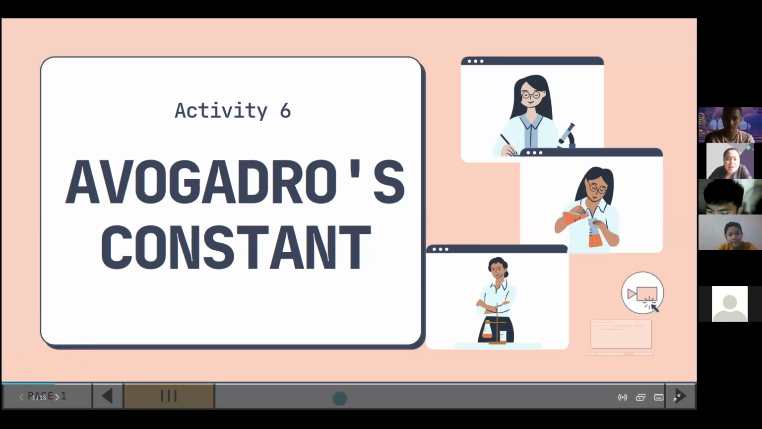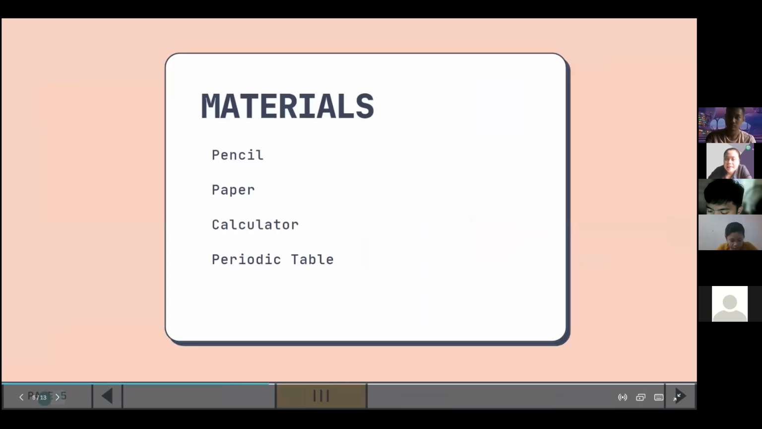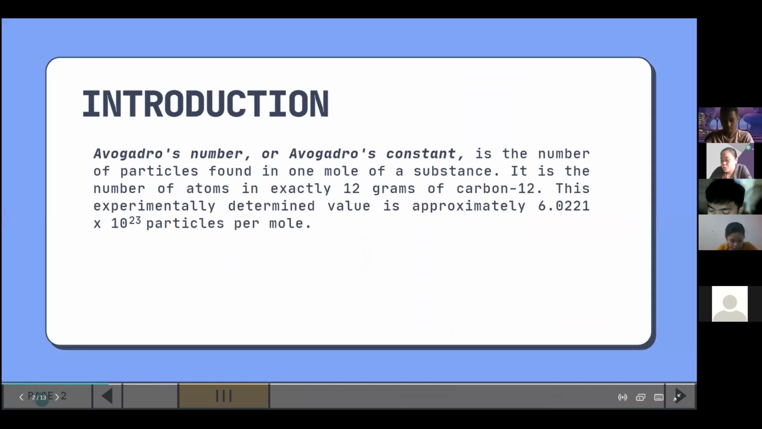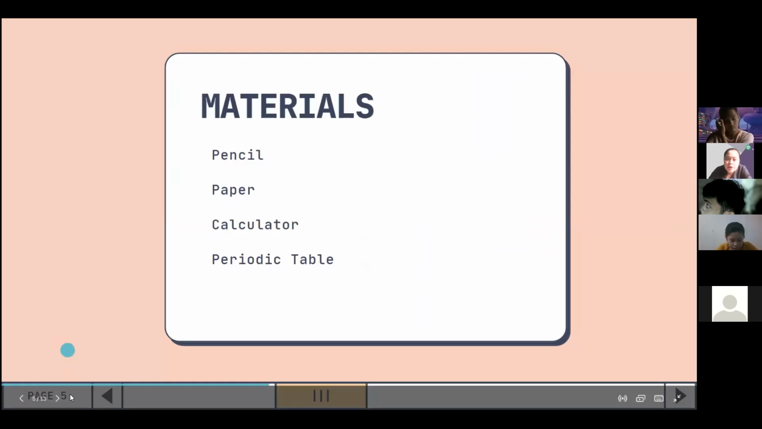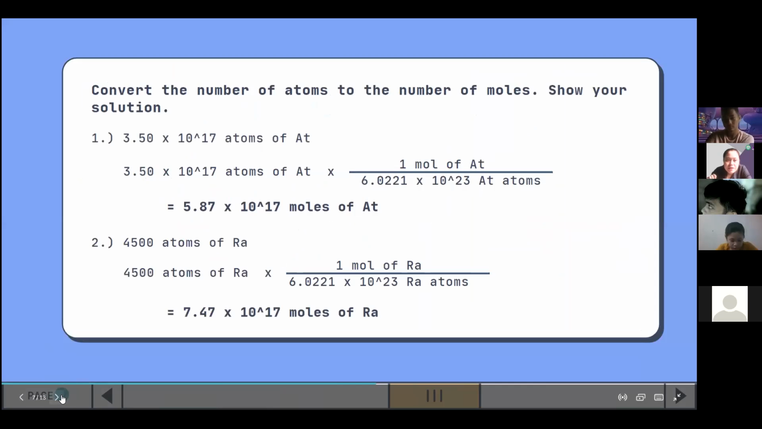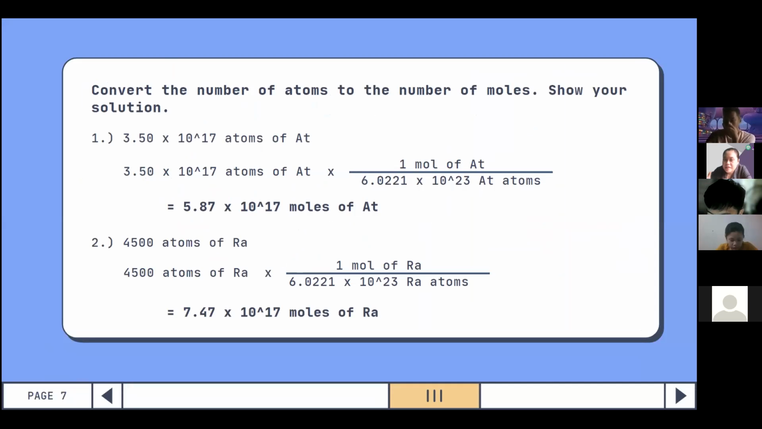Let's check your answers. So this is Avogadro's constant class, and Avogadro's is used to determine the number of particles, or that is referring to the number of atoms. So according to Avogadro's number, ang isang mole ng element or ng substance is equivalent to 6.0221 times 10 raised to the power of 23 atoms or particles. So if you want to know the number of atoms in a given moles of substance or the number of moles, vice versa, pwede natin siyang gawin.